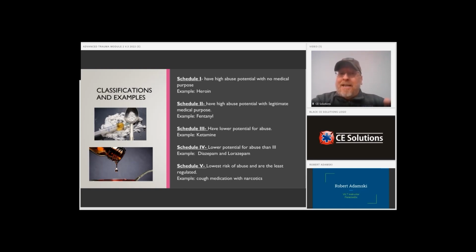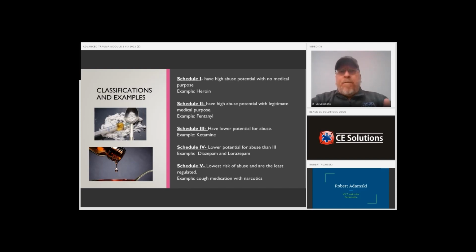Now, realize that this is federal legislation. This is at the federal level. So, for example, even though marijuana may be legal in your state and in various other states, at the federal level, marijuana is still considered a Schedule 1 drug. And that obviously can have implications for medical providers.